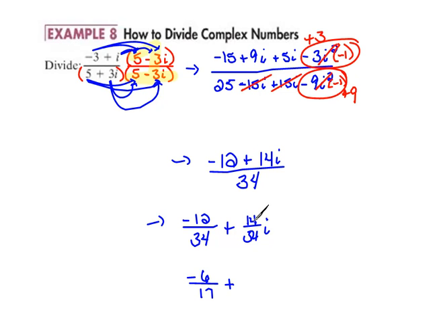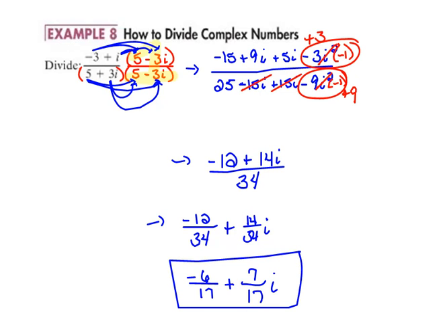Plus, now for the 14 over the 34i, again 2 will go into both the numerator and the denominator. So 2 will go into 14 7 times, and 2 will go into 34 17 times, with our i tacked on the end to indicate a negative number, or a negative radicand, I guess I should say.